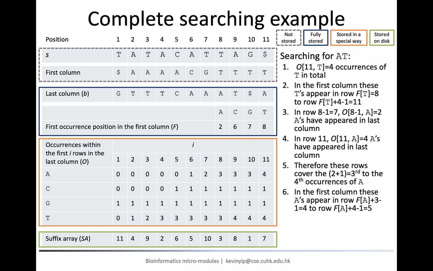Next, we want to find out the rows that these A's occupy in the first column. Since the first A appears in the second row according to the FA entry of the F table, these 2 occurrences of A must appear in row 2 plus 3 minus 1, that is row 4, and row 2 plus 4 minus 1, that is row 5. Finally, we go to the suffix array and extract the numbers at positions 4 and 5, which are 2 and 6 respectively, and conclude that S contains 2 copies of AT at positions 2 and 6. With that, the whole searching process is complete.